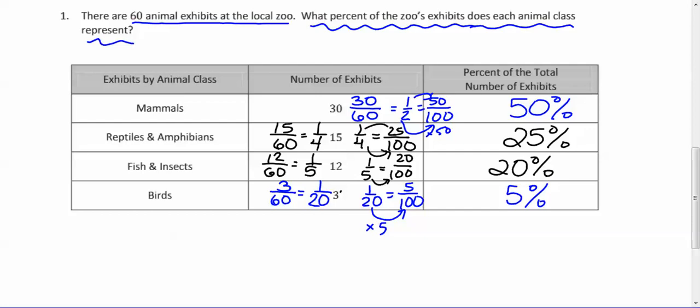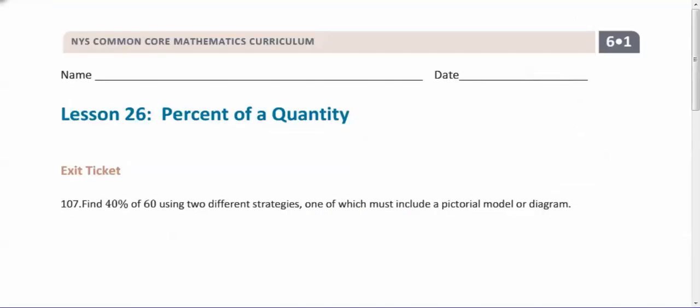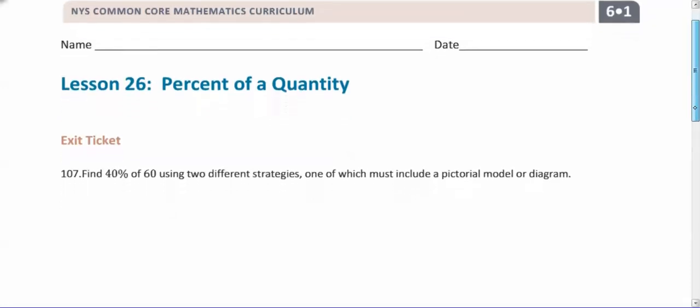Okay, we're going to skip a few things. We're going to go to your homework page, page 90. Tomorrow, I plan on having you guys practice this a little bit more. Part over whole equals percent out of 100. So lesson 26 is percent of a quantity.